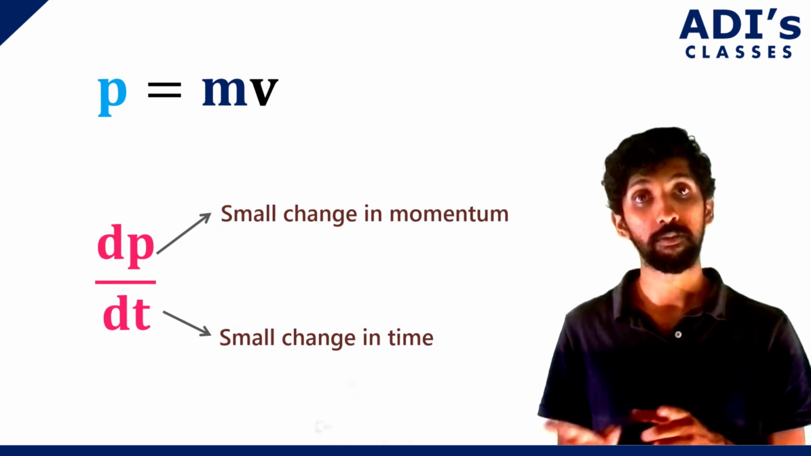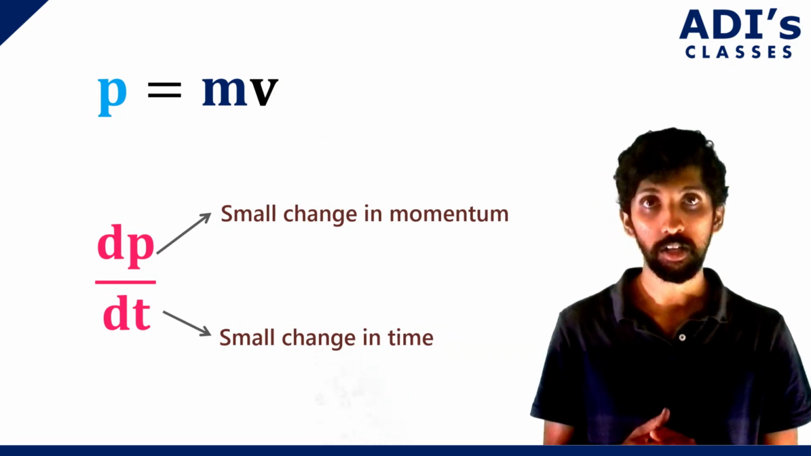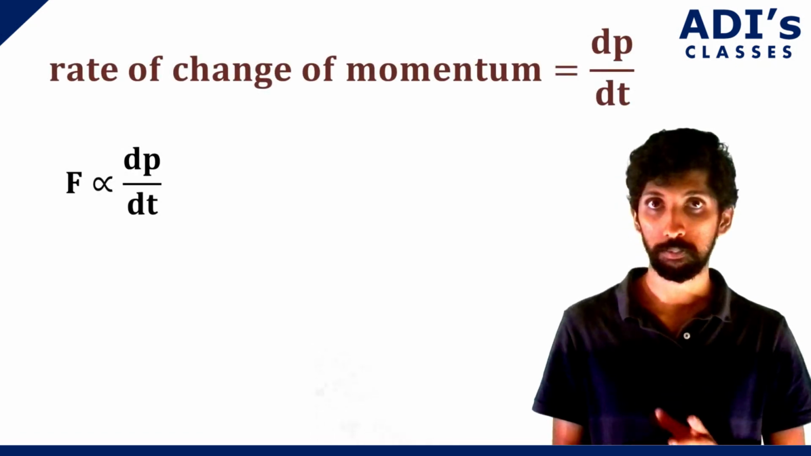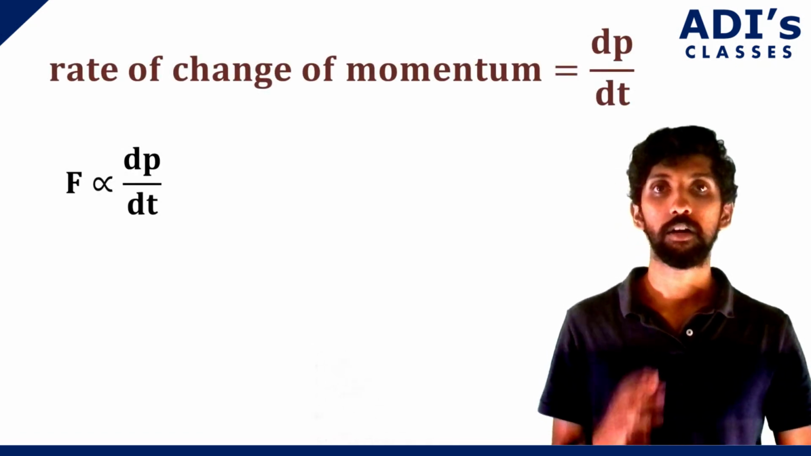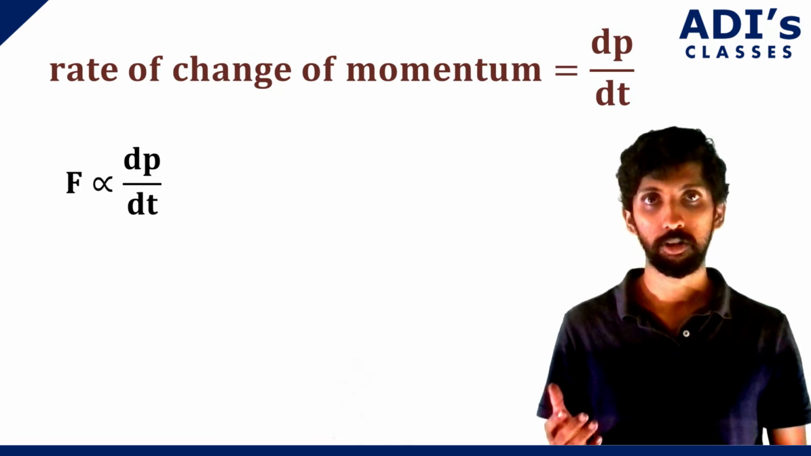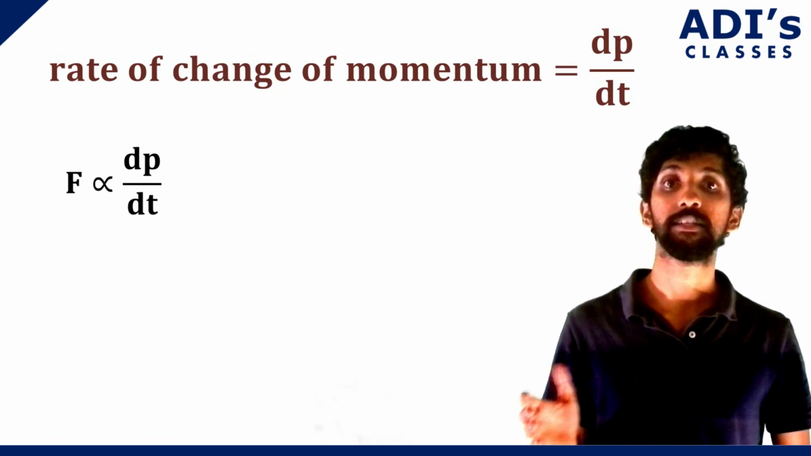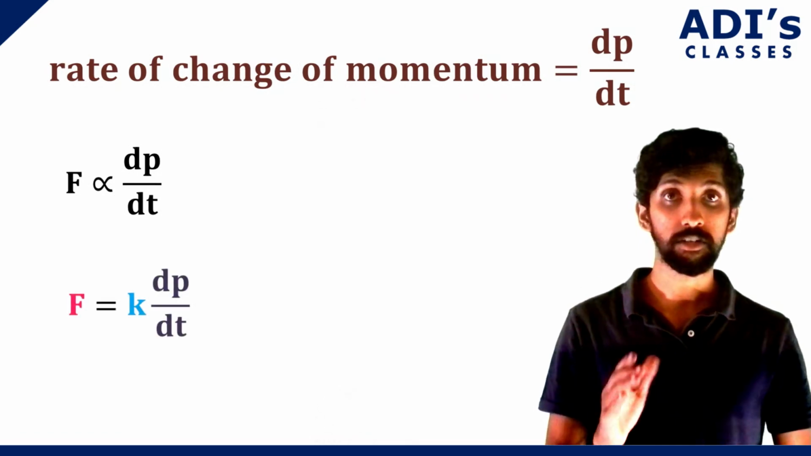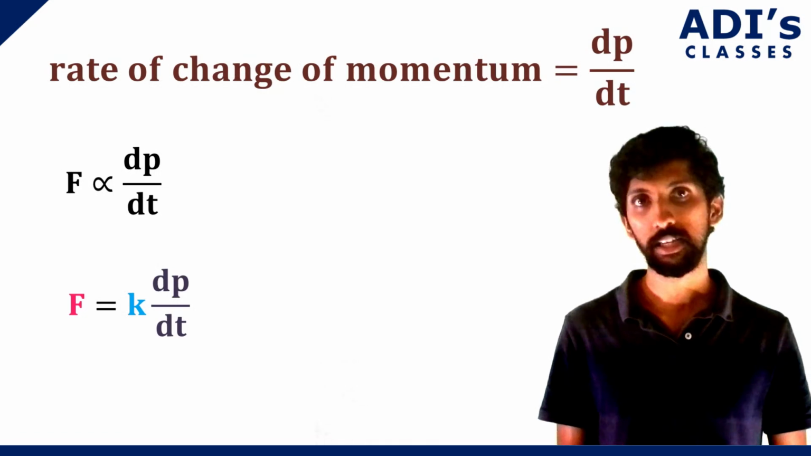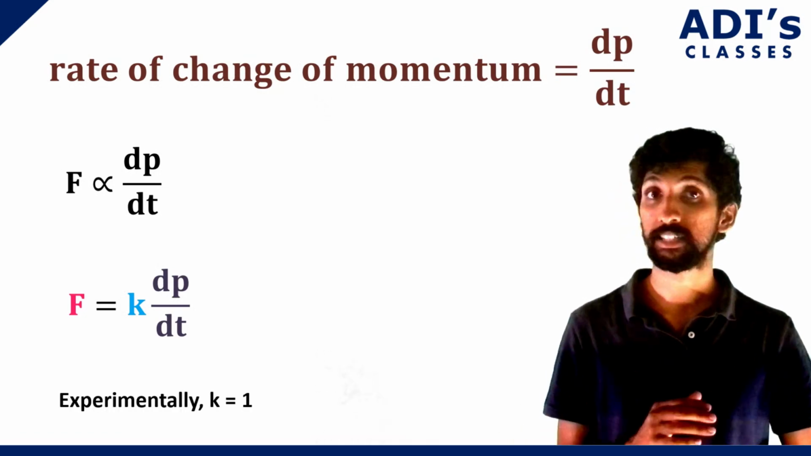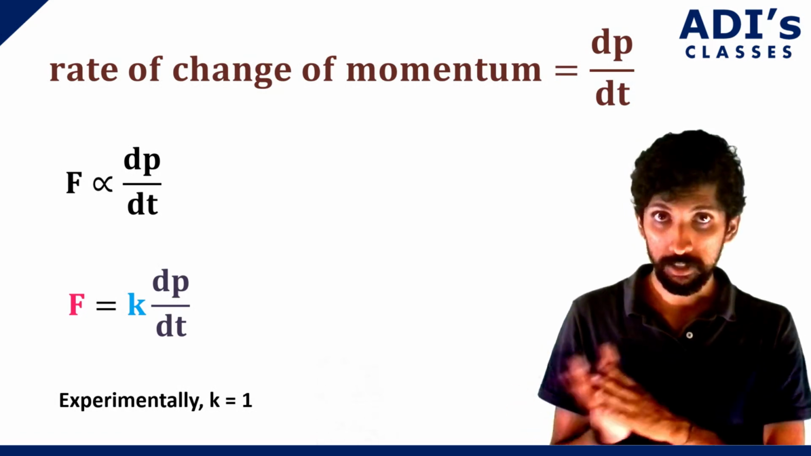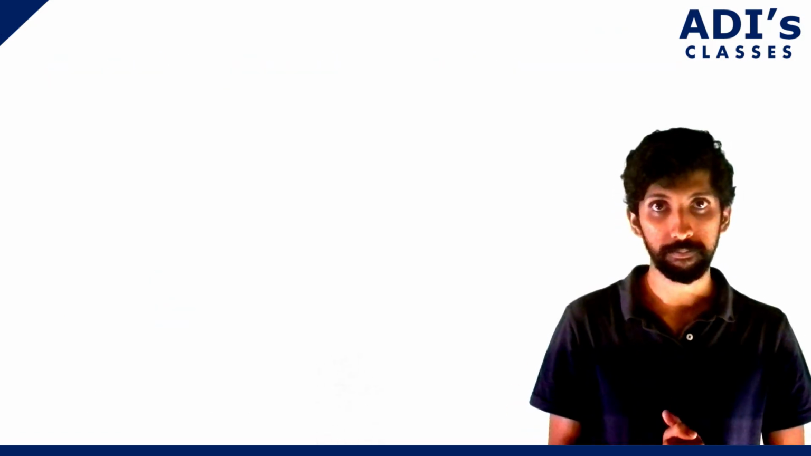So now we have F proportional to dp by dt. Force and change in momentum are proportional, right? Now to remove the proportionality, we have to introduce a constant. So let's call it k. So we have F is equal to k into dp by dt. Now when we calculate it experimentally, k value is 1. In SI units, when we take it, k value is 1. So we'll get F is equal to dp by dt.